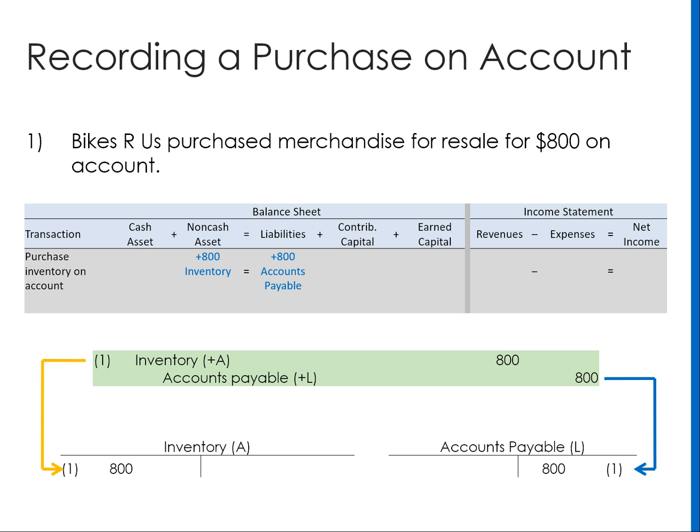Recording current liabilities. Now we have seen these journal entries already. For example, the company purchased merchandise, $800, on account, which means they're not going to pay cash yet. They're going to pay later. So we debit inventories and credit accounts payable, increasing liabilities, $800.